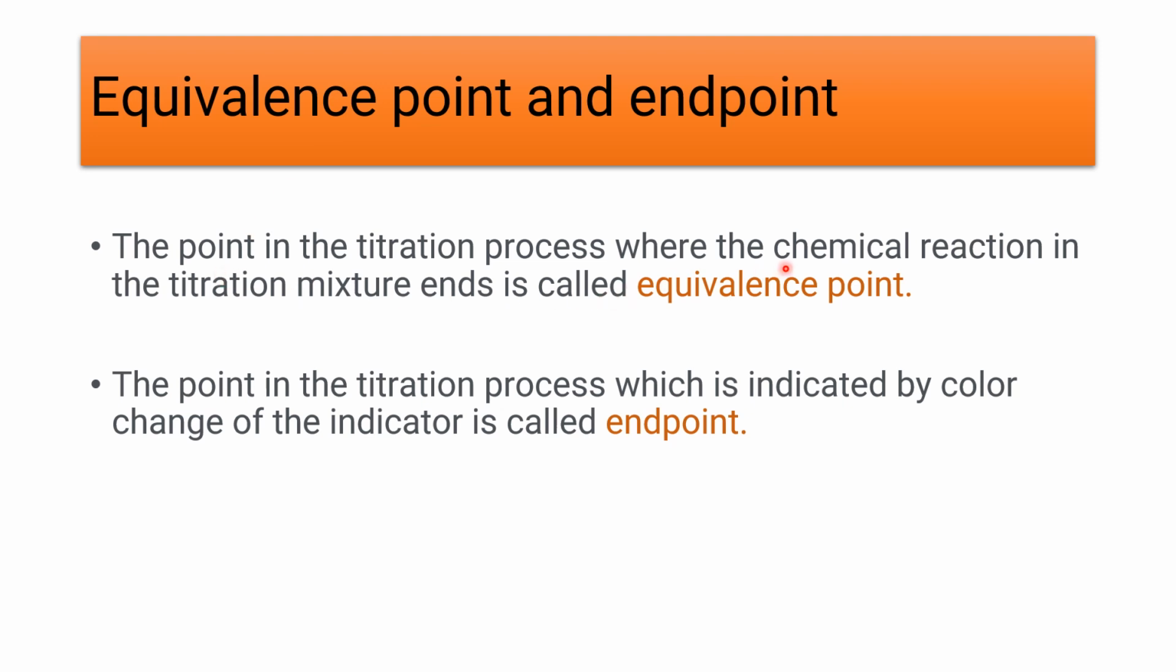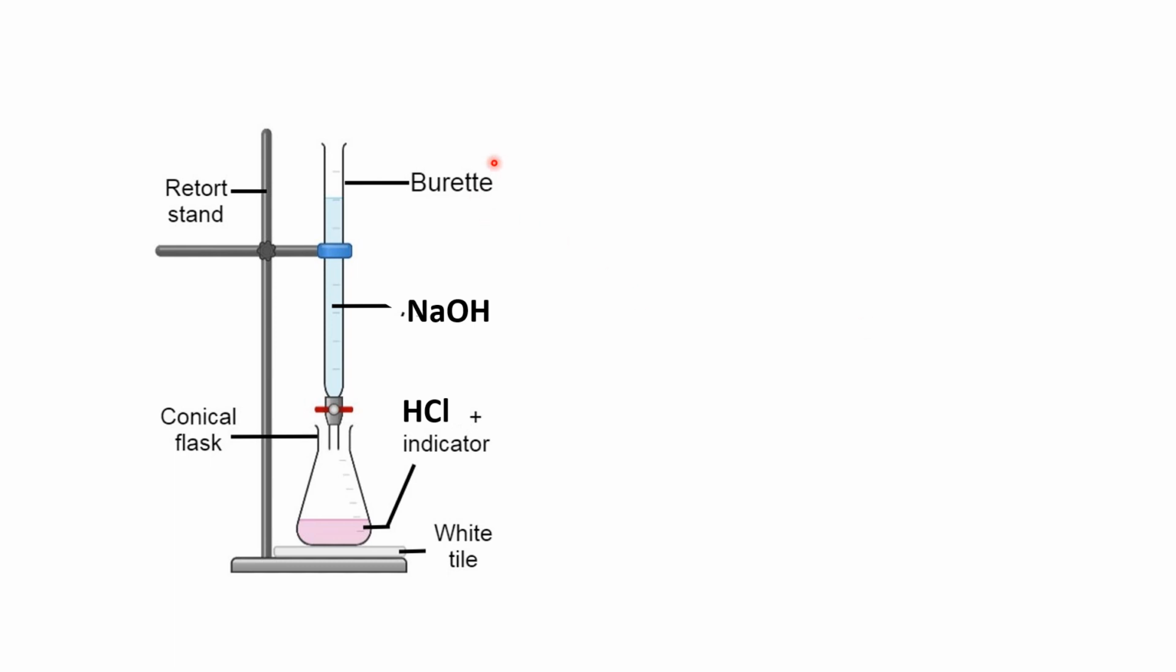The point in the reaction process where chemical reaction in the titration mixture ends is the equivalence point. So where your reaction is actually ending is the equivalence point. The point in the titration process which is indicated by a color change is called an end point. So where you can see the color change is the end point. To understand this, let me explain this properly. Suppose you have in the burette NaOH, and in the conical flask you have HCl plus the indicator.